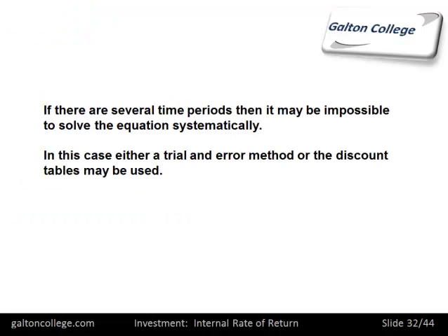If there are several time periods, then it may be impossible to solve the equation systematically. In this case, we normally use a trial and error method. One way to do it, I suppose, is to use a spreadsheet. Just model the equation on a spreadsheet and iterate, try different rates of internal rate of return, different figures, to try and balance the two sides. That's a possibility.